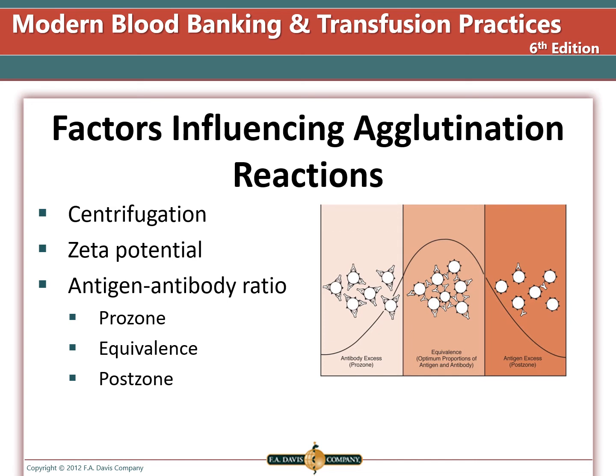A prozone is when you have a negative or no clump because there are too many antibodies present. And a postzone is when there are too many antigens. Both lead to false negative tests.